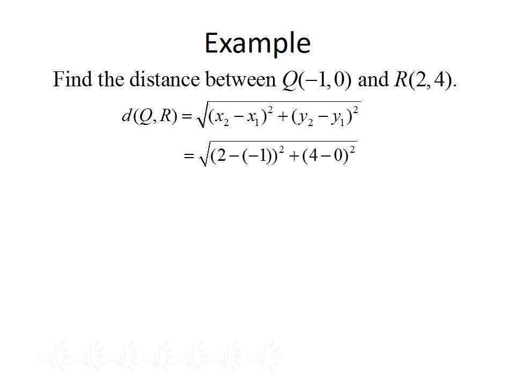So plugging what we know into the formula, using R as our second point, we'll have the square root of 2 minus negative 1 quantity squared plus 4 minus 0 quantity squared. We simplify the addition, giving us the square root of 3 squared plus 4 squared. We evaluate the exponents. 3 squared is 9 and 4 squared is 16, so we have the square root of 9 plus 16. If we add 9 plus 16 together, that will give us 25, and the square root of 25 is 5.